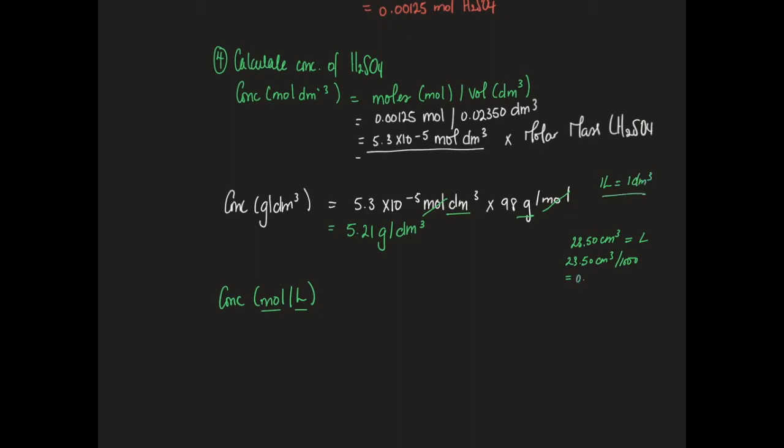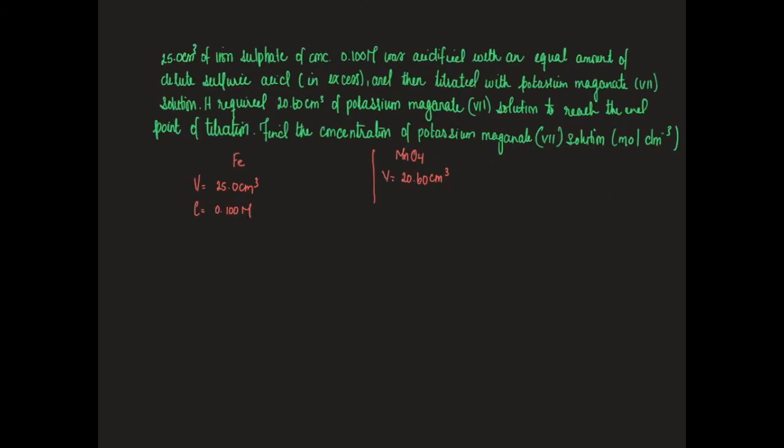So the answer would be 0.02350 liters. So when you plug that in, we get 0.00125 mole. And we're going to divide that by 0.02350 liters. And we're going to get the same answer as above because they're the same values, 5.3 by 10 to the negative 5 mole per liter. Answer. Now let's try this question.